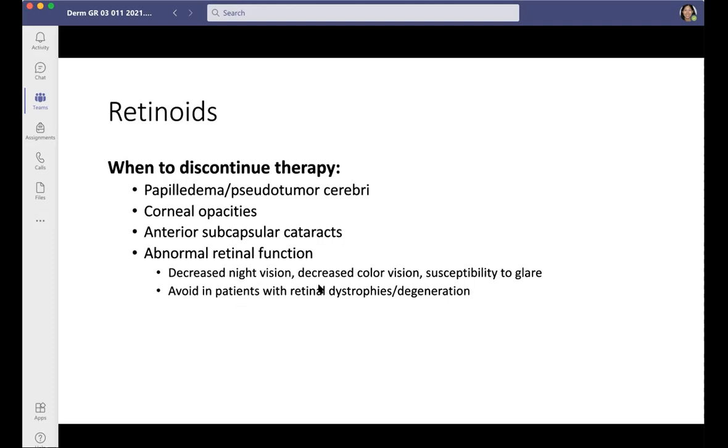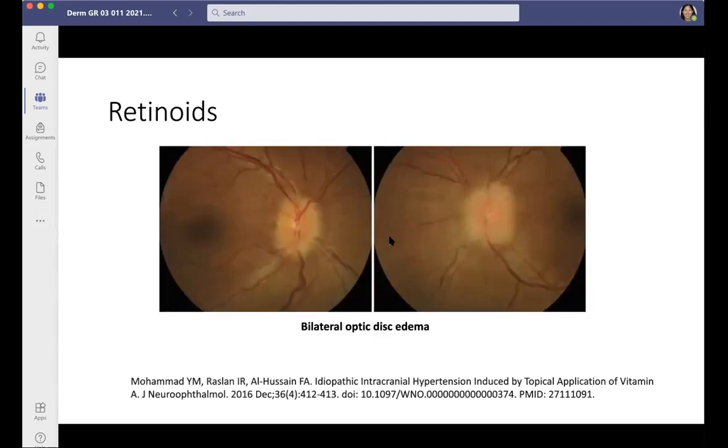And if someone does endorse some of these vision changes, you'll want to refer to us in ophthalmology. We have various retinal testing that we can do to evaluate, and that would be kind of a more severe complication that would probably warrant consideration of discontinuing the retinoid therapy. This is a picture of a patient who had bilateral optic disc edema and intracranial hypertension after using topical vitamin A.